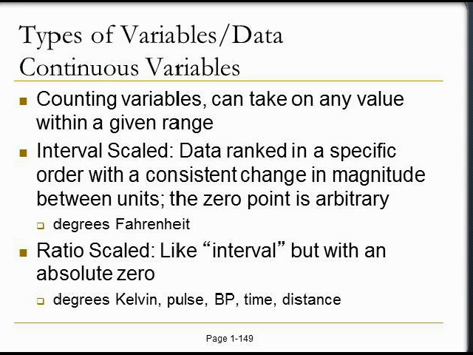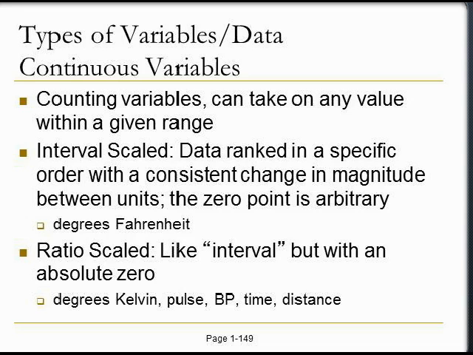So interval scaled data are data that are ranked in a specific order. They have a specific change in magnitude between 1 and 2 and 3 and 4 and 5, etc. But the zero point is arbitrary. And the most common scale, the temperature scale, either degrees Fahrenheit or degrees Celsius, are both interval scale data.